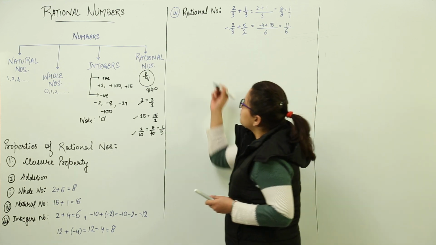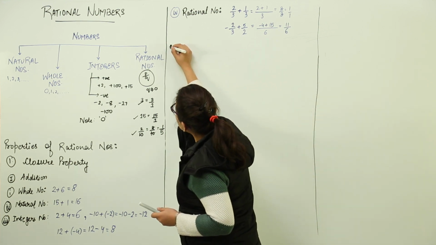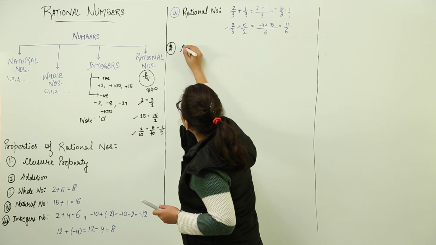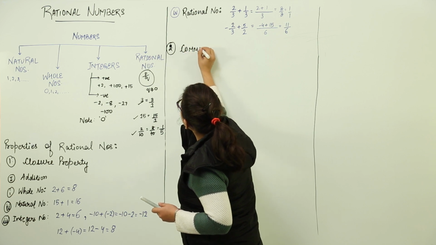Right. My next property would be commutative property. Now what do you mean by commutative property?